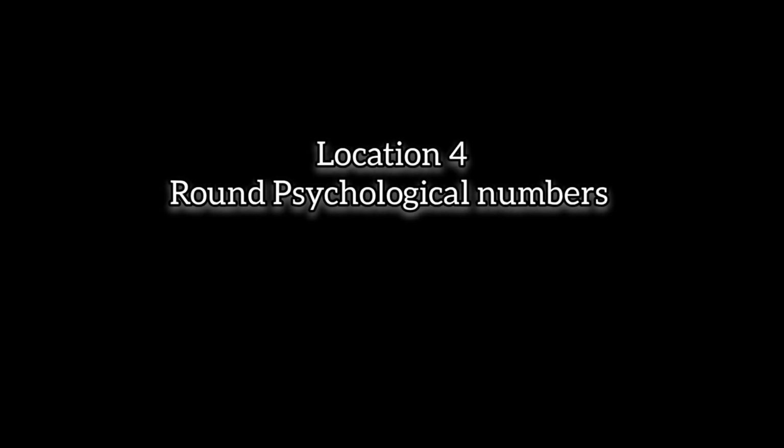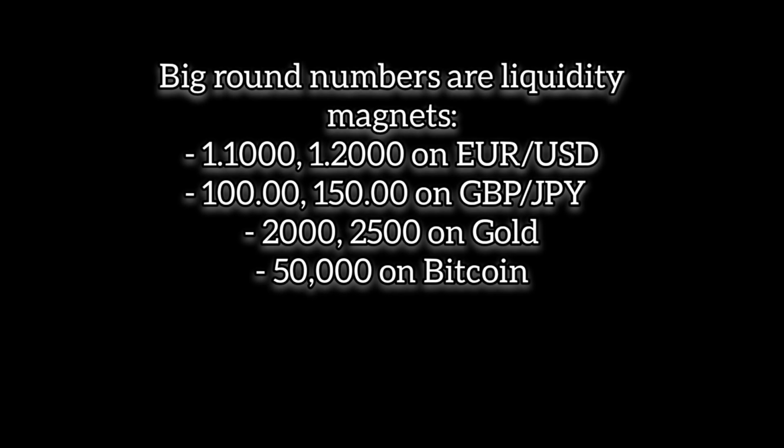Location 4: round psychological numbers. Big round numbers are liquidity magnets. 1.1000, 1.2000 on euro to US dollar. 100.00, 150.00 on pound sterling to Japanese yen. 2,000, 2,500 on gold. 50,000 on Bitcoin.